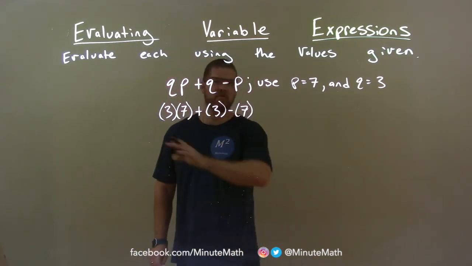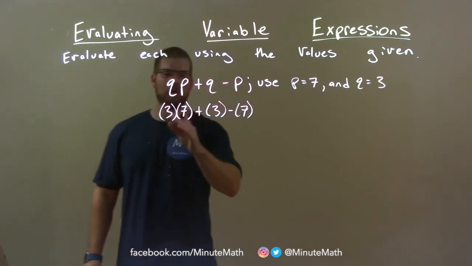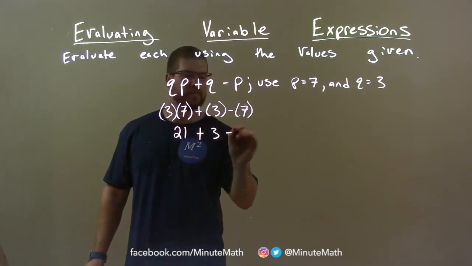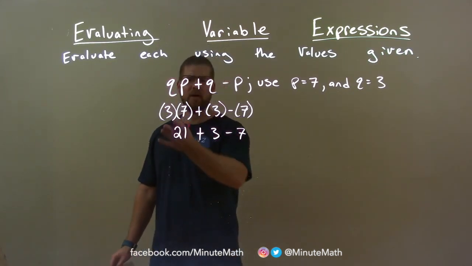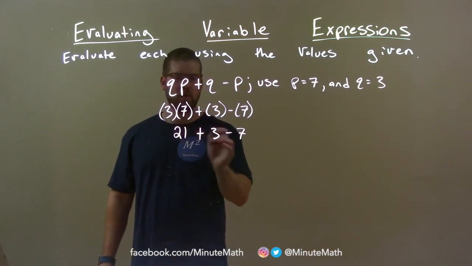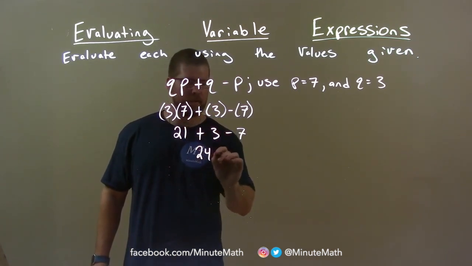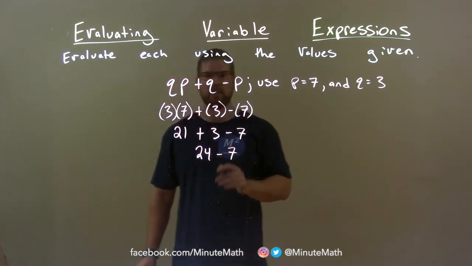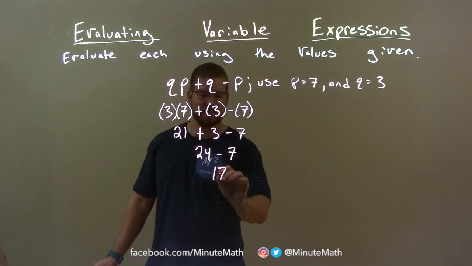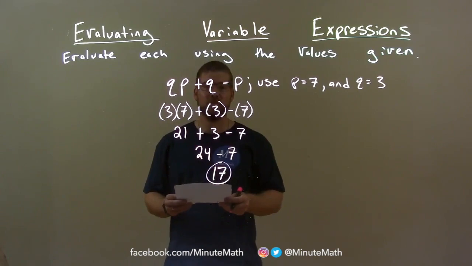At this point, it's just order of operations. So 3 times 7 is 21, multiplication first. Okay, now we have addition and subtraction. Let's just read left to right with this. 21 plus 3 is 24. And then we're minusing 7. 24 minus 7 comes out to be 17. So our final answer here is just 17.